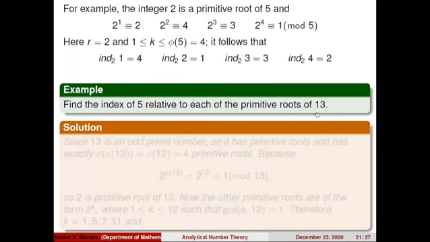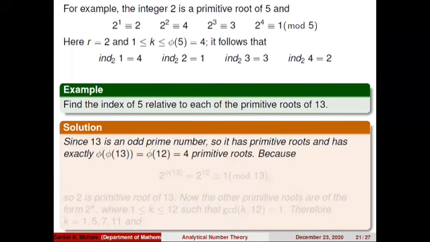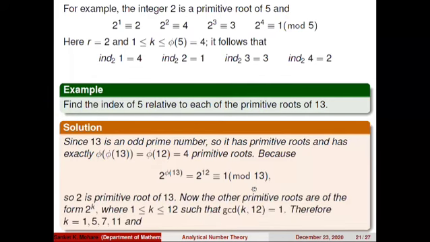We already did this, but still we discuss it. Since 13 is an odd prime number, it has primitive roots, and has exactly φ(12), that is equal to 4 primitive roots, because 2 to the power 12 is congruent to 1 modulo 13. This we already did. So that's why 2 is a primitive root of 13. So I got one primitive root, that is 2.